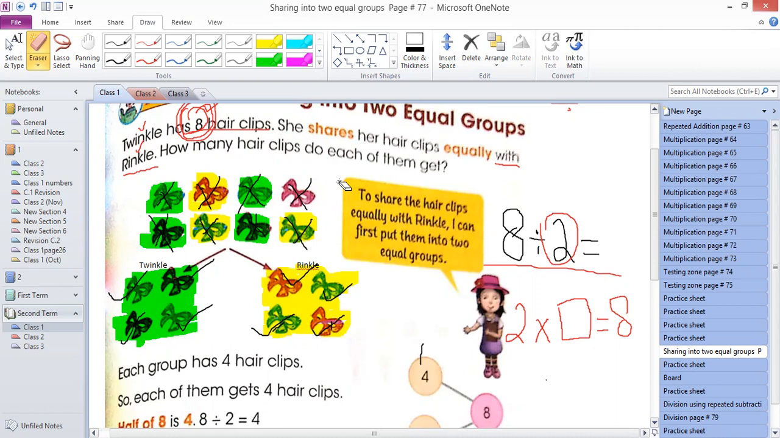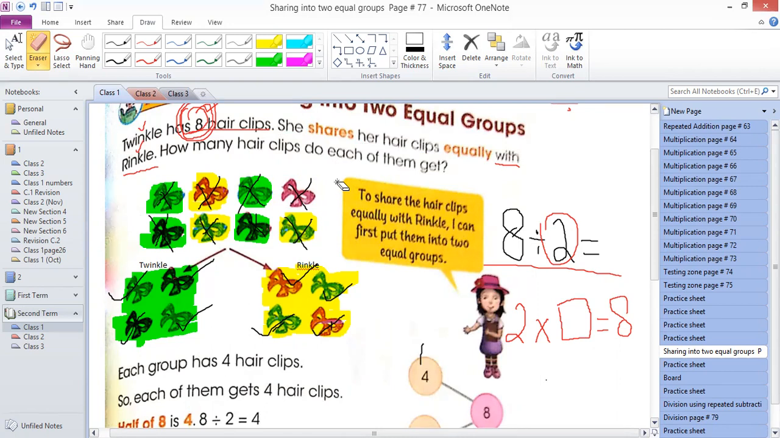Then we will continue learning division, and we will check what is on page number 77, and then we'll move to page number 78. And there is one more method for division using repeated subtraction. We will learn that method also.